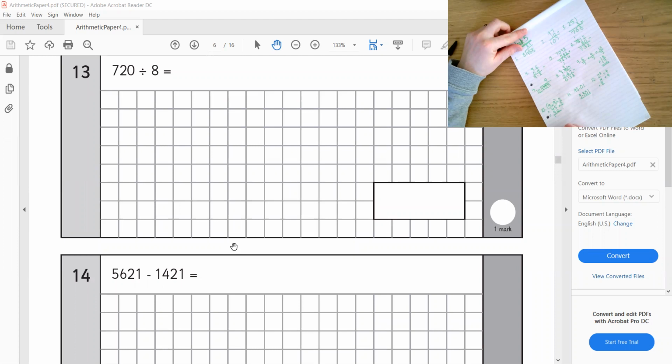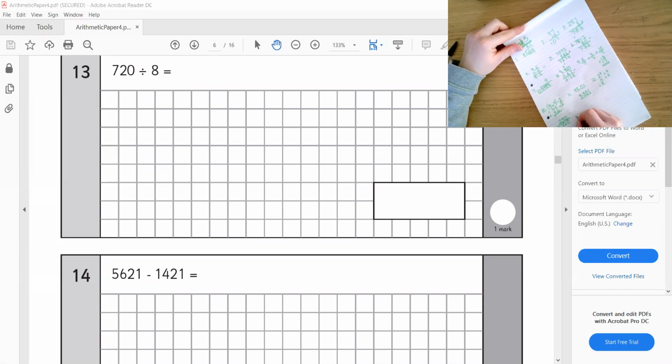Again, I just need to know my 8 times table. Let's put that here. What number are we on? 13, 720 divided by 8. That's right. So how many 8s go into 7? I would do it just like I would do any other bus stop method. So 8s into 7 I can't do. So 8s into 72 then would be 9, and 8s into 0 then would be 0. So my answer then would be 90.